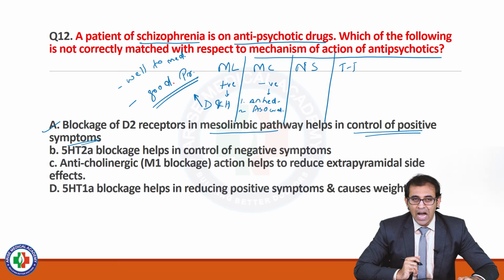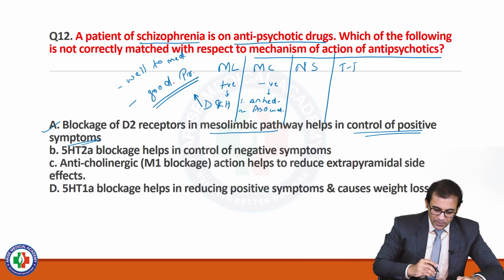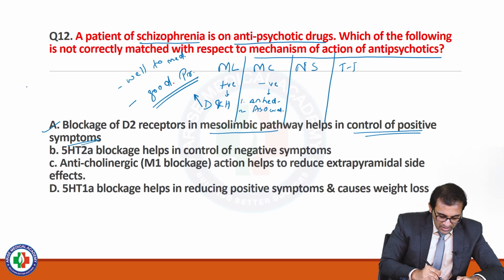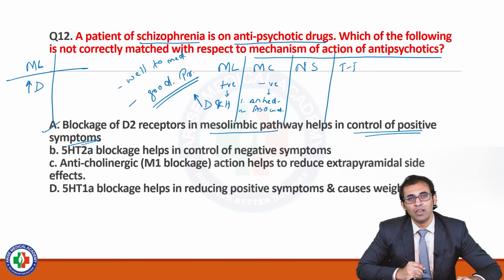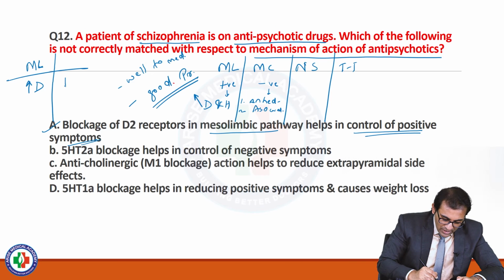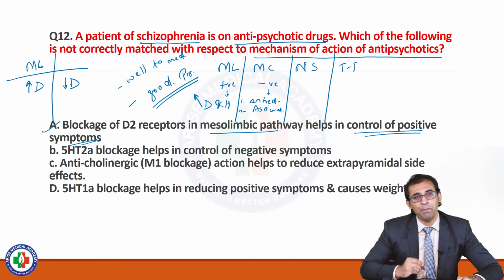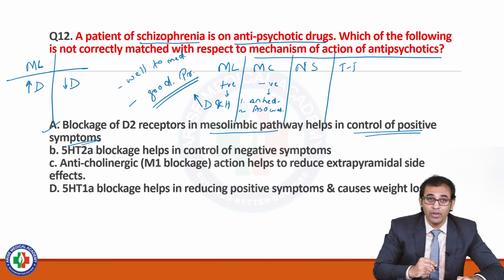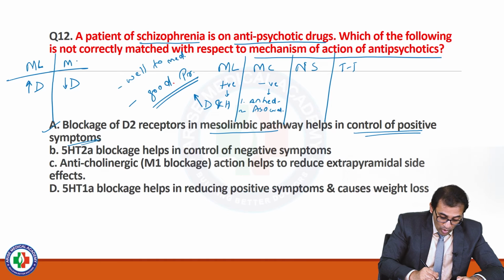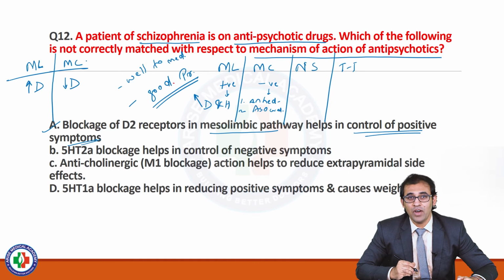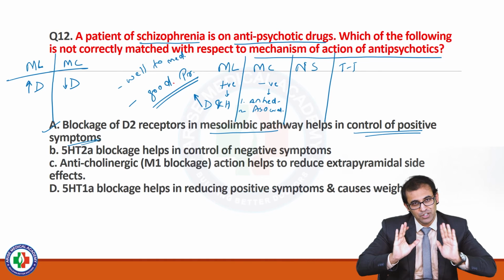Now, how will positive symptoms develop? Do remember, whenever there is an increased level of dopamine in the mesolimbic tract, there will be development of positive symptoms. Whenever there is a decreased level of dopamine in the mesocortical tract, there will be development of negative symptoms. Easy to understand?